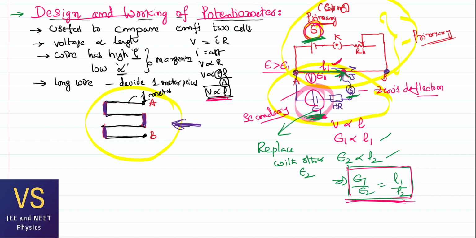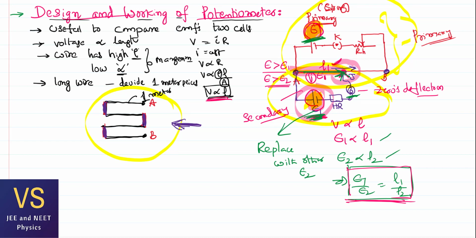Primary circuit EMF is fixed, and that is always bigger than the EMF that you want to compare in the secondary cell, right? So E shall be greater than E1 and E also shall be greater than E2. Only then does the potentiometer work. How the potentiometer works is, at a particular position of the jockey, that is this place, the potential drop across this part of the length of the wire, from the primary cell E, is equal to the EMF of this secondary cell E1.